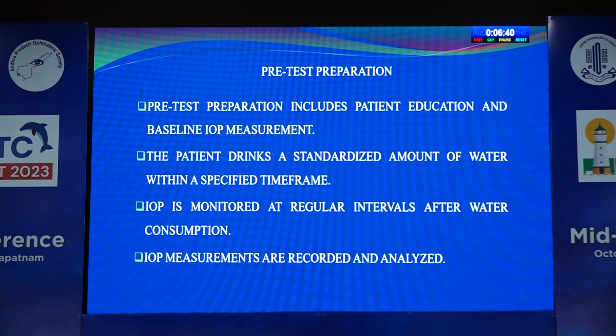Pre-test preparation includes patient education and baseline IOP measurement. The patient drinks a standardized amount of water within a specified time frame. IOP is monitored at regular intervals after water consumption. IOP measurements are recorded and analyzed.